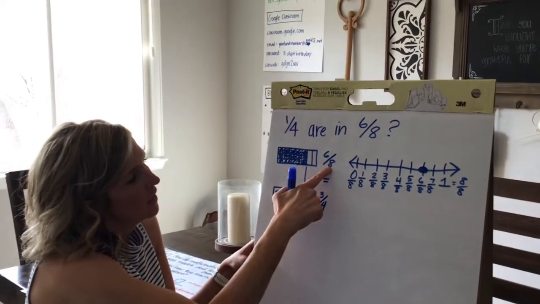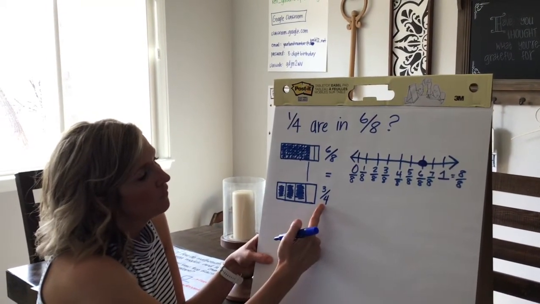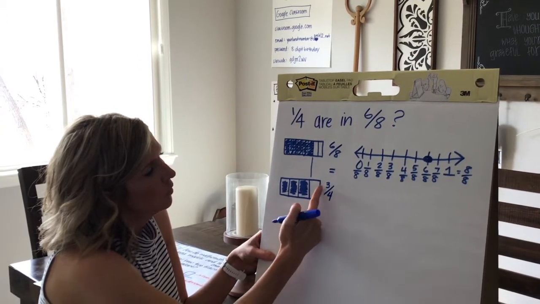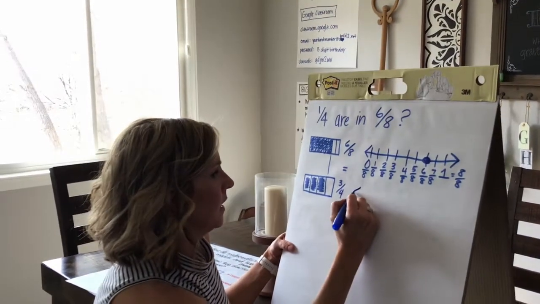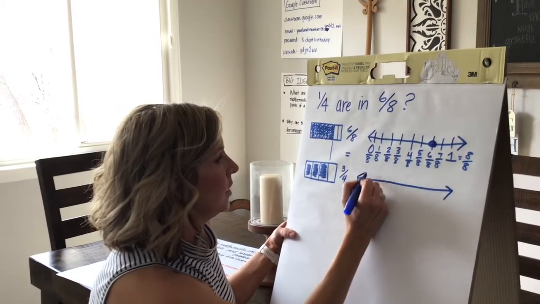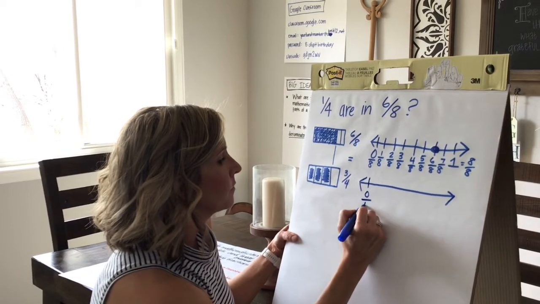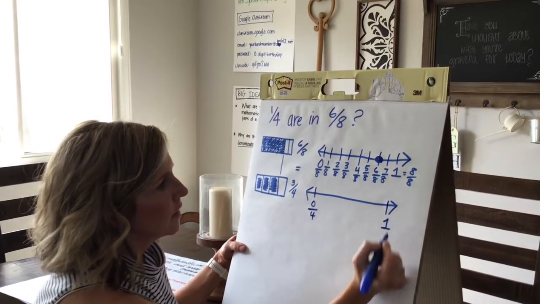This denominator is saying 8 equal parts, 6 are counted, is the same as 4 equal parts with 3 of them being counted. I can also show it on a number line, and I have to turn it toward me so that I can be super precise. My 0 has to be in the same spot, 0/4 this time, and my 1 has to be in the same spot.